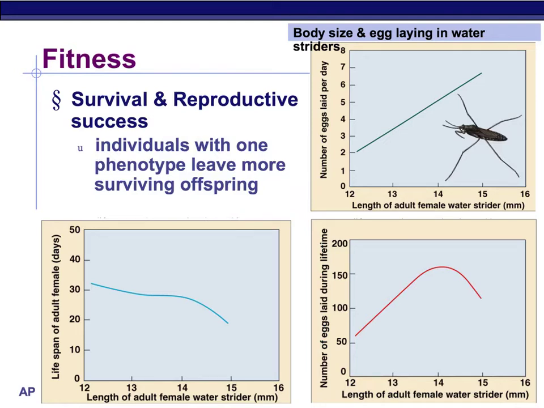Now all these graphs are pretty much showing the same thing. They're showing the ability of this female to survive and reproduce. In other words, the ability of the female to be fit for her environment.